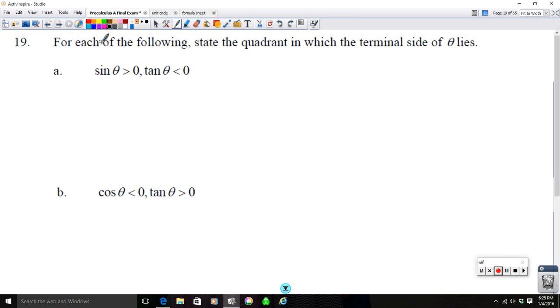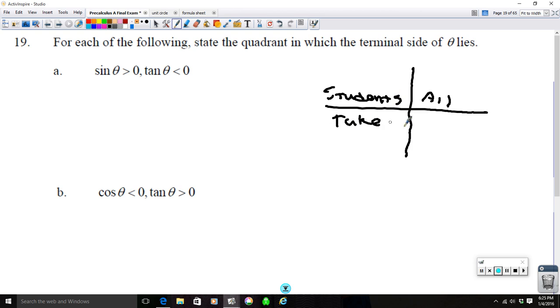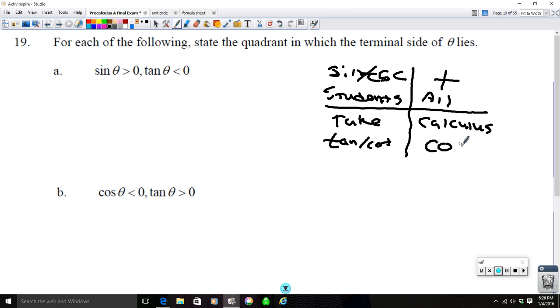For number 19, what I did here when I made this answer key is I remembered All Students Take Calculus. And what that reminds you of is that all are positive in quadrant 1, sine and cosecant are positive in quadrant 2, T is for tangent, and tangent and cotangent are positive in quadrant 3, and calculus is C for cosine, so cosine and secant are positive in quadrant number 4.